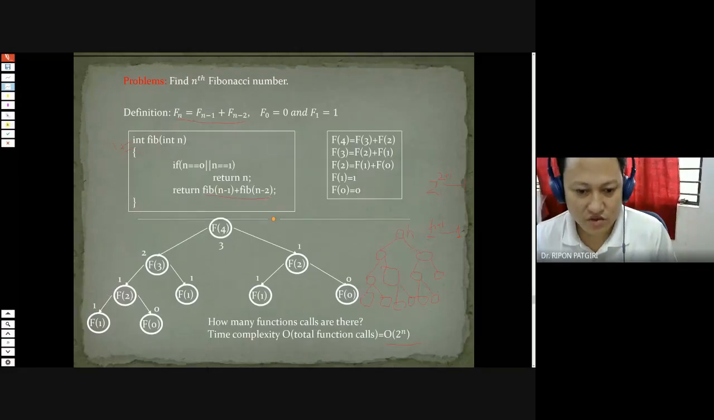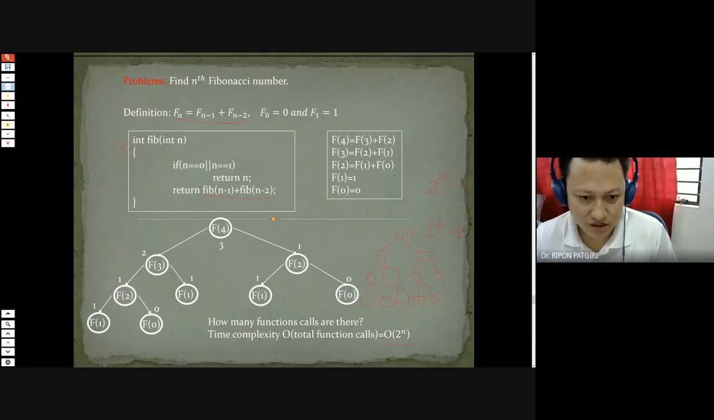4 minus 1 is 3, 4 minus 2 is 2. So again for 3, it will call this one again: 3 minus 1 is 2, 3 minus 2 is 1. After that, it will call f of 2. For Fibonacci of 2, we get 2 minus 1 is 1, and Fibonacci of 1 minus 1 is 0.